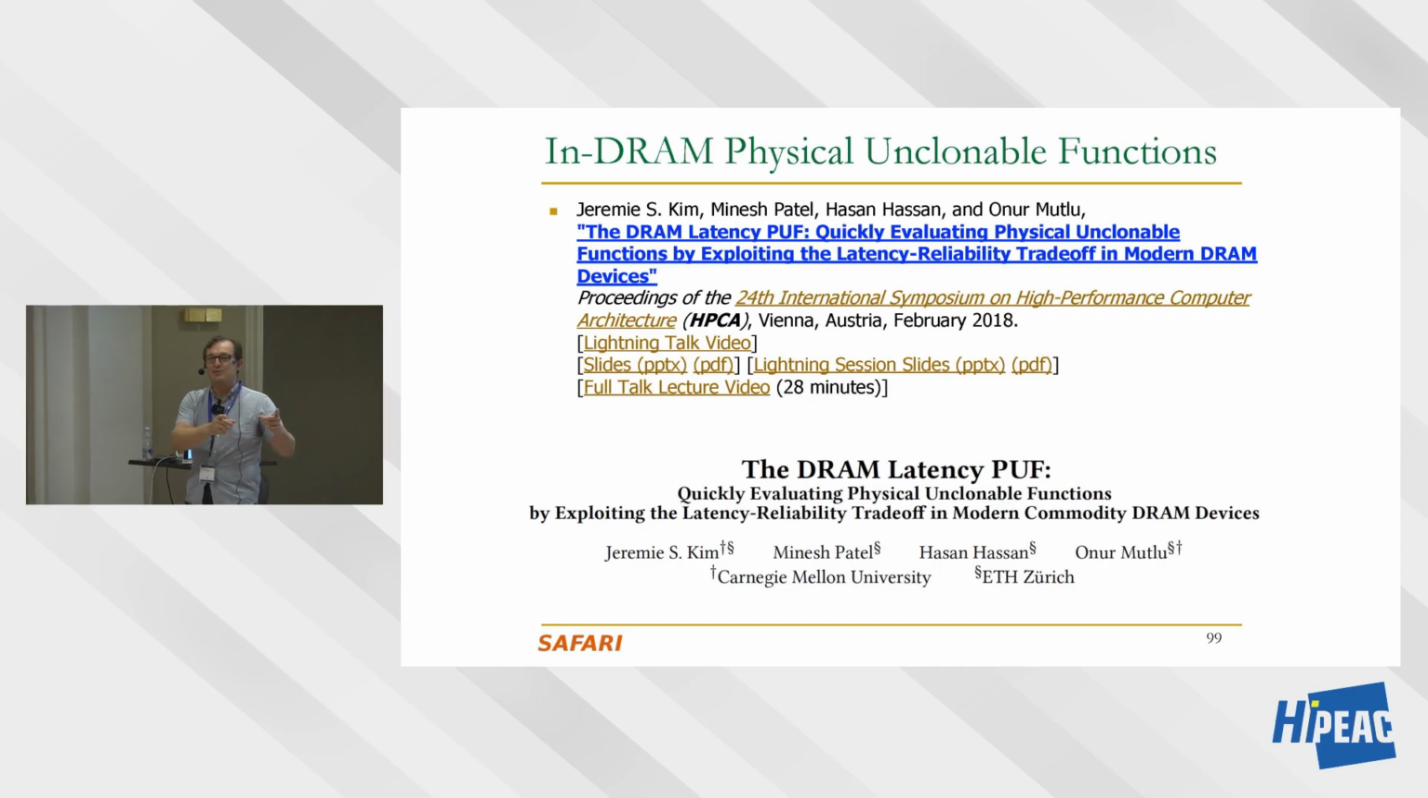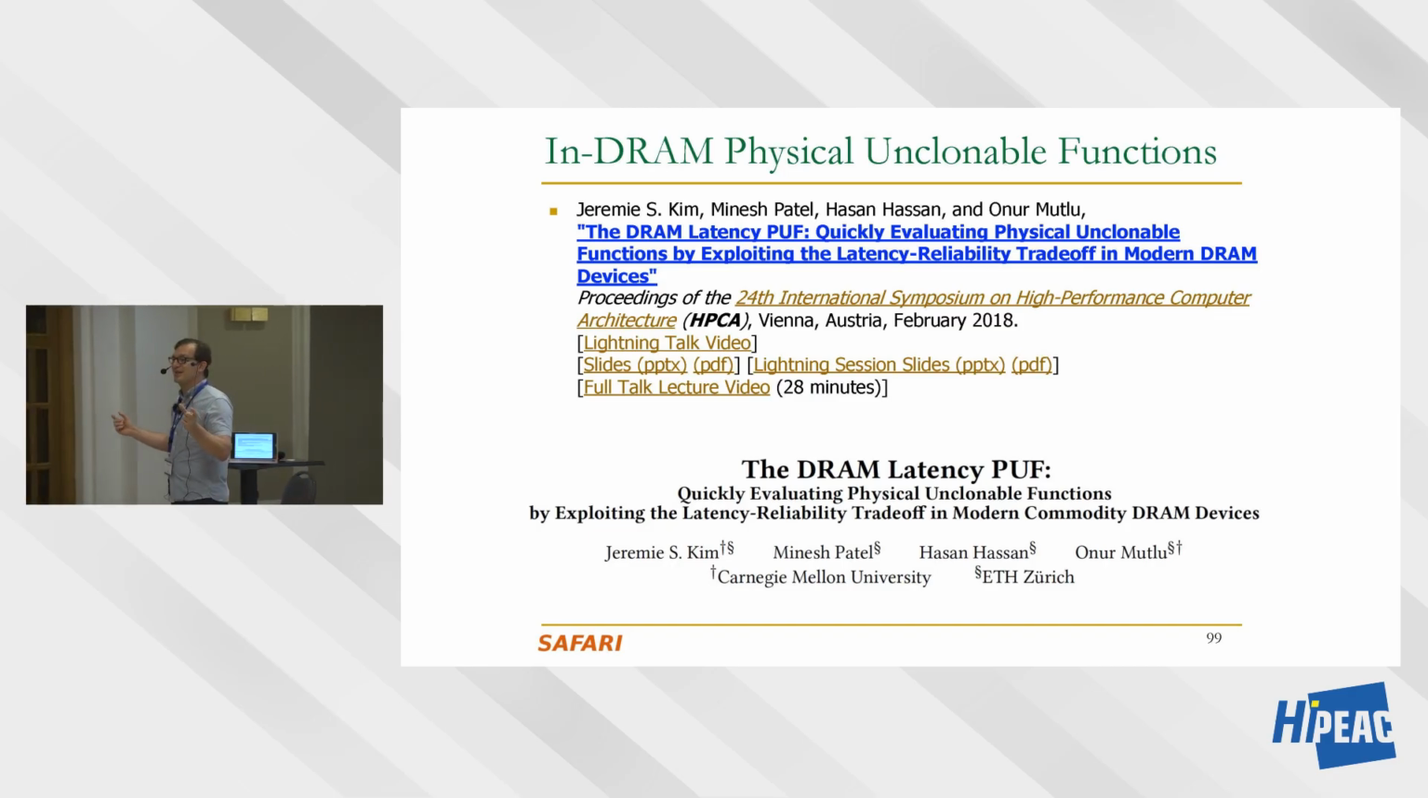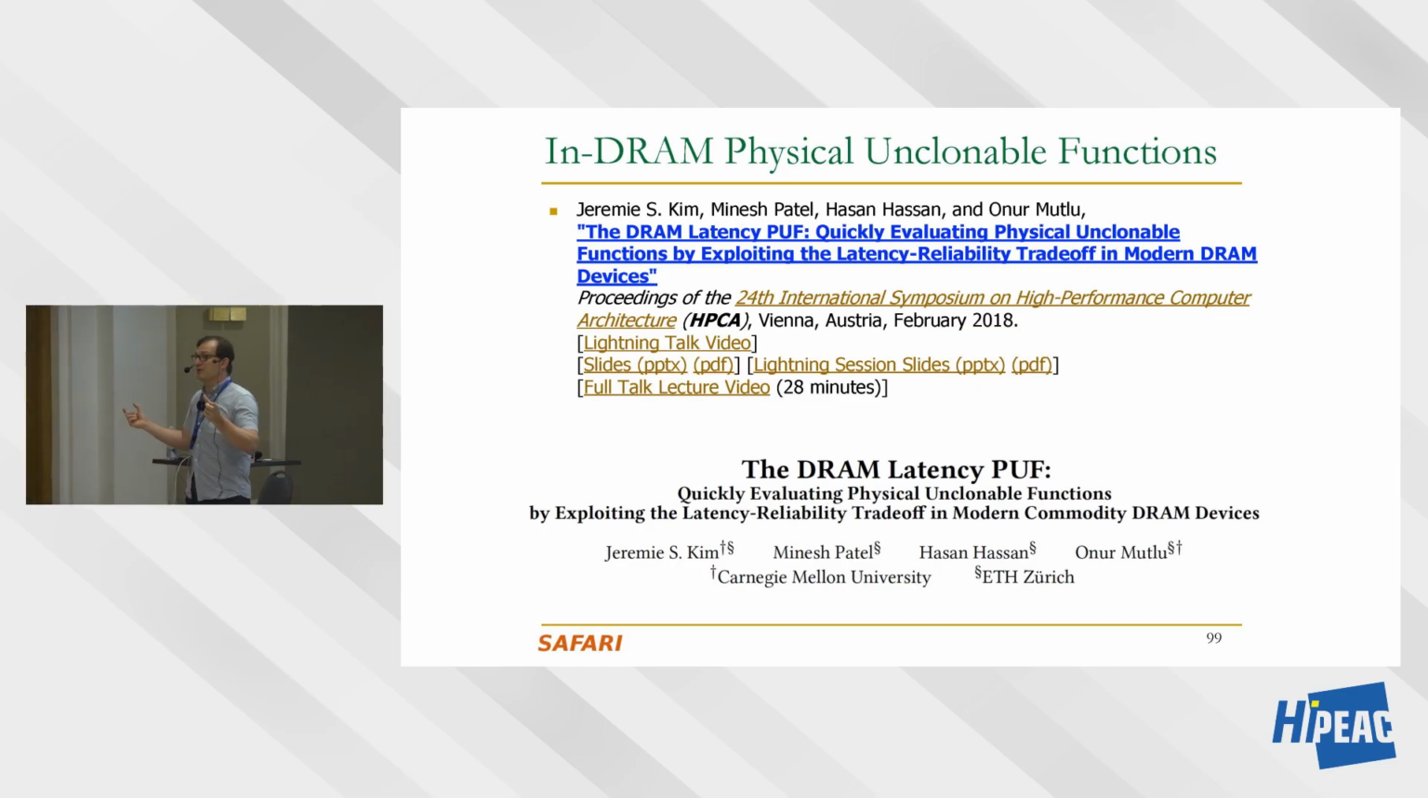So in DRAM device 1, some cells fail. In DRAM device 2, some other cells fail. In DRAM device 3, some other cells fail. Meaning that you have a signature of the device. And this is a physical unclonable function, which is really used for attestation functions in security. And this is also very interesting.